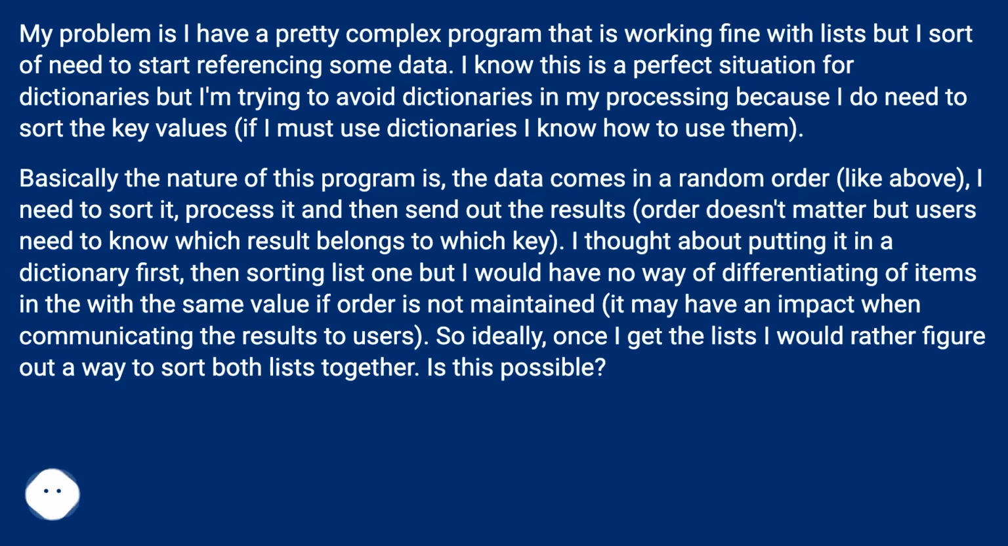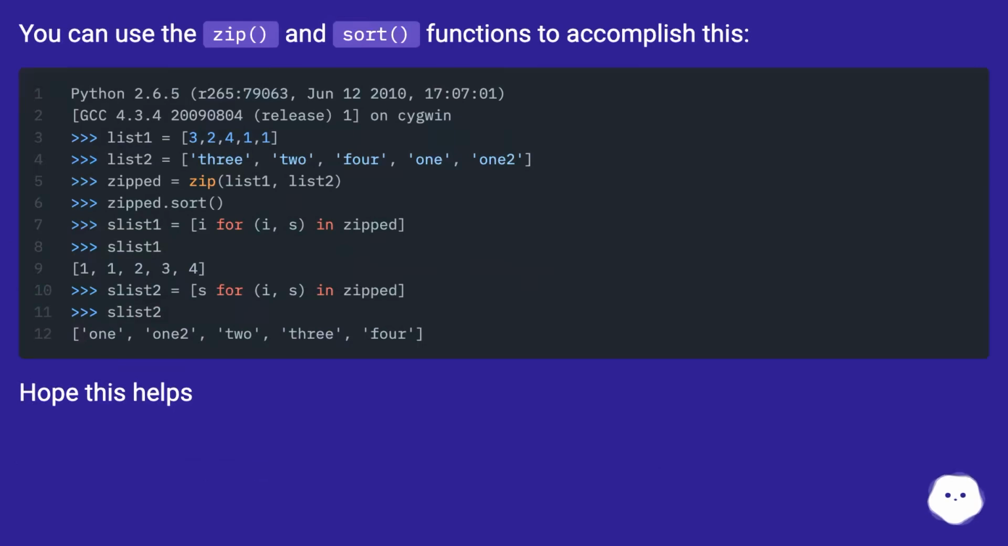So ideally, once I get the list, I would rather figure out a way to sort both lists together. Is this possible? You can use the zip and sort functions to accomplish this.